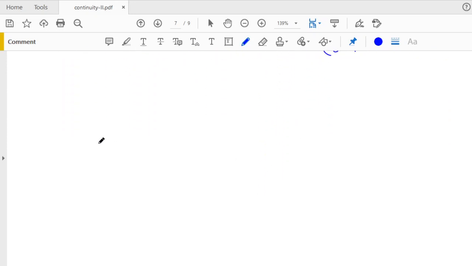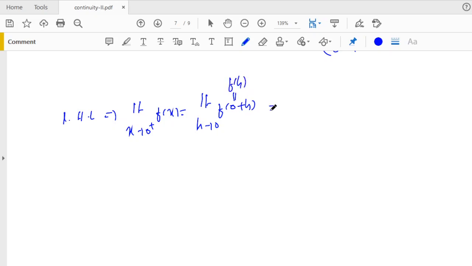What about right hand limit? The right hand limit equal to limit x goes to 0 plus f of x is equal to limit h goes to 0, f of 0 plus h, which is nothing but f of h. Substitute x equal to h, this value equal to limit h goes to 0, h into e power 1 by h minus e power minus 1 by h, whole divided by e power 1 by h plus e power minus 1 by h.